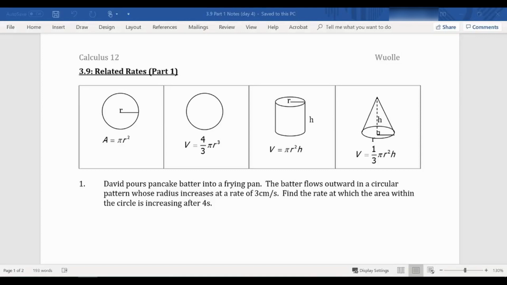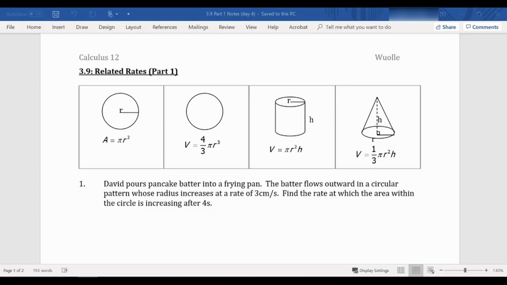We're going to be working today on something called related rates. We're splitting this section, which is section 3.9, into two different lessons. So we're going to start with some basic questions today, and then the next lesson will be more complicated formulas and shapes. These questions can cause some people a little bit of anxiety because it's quite a bit of setup. And if you can't set the question up, you can't solve the question.